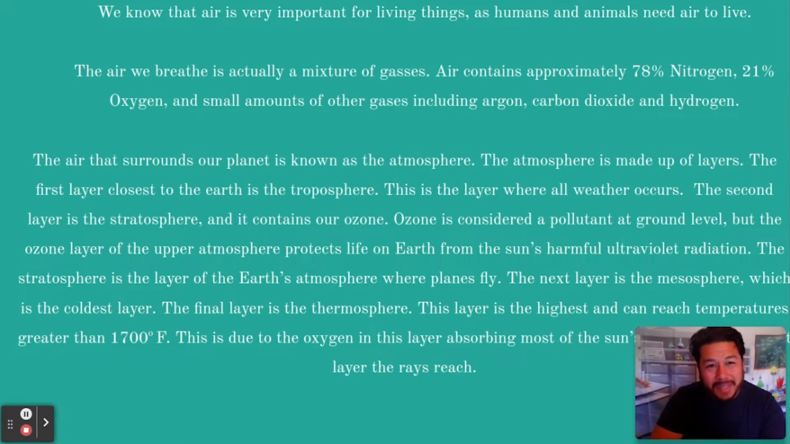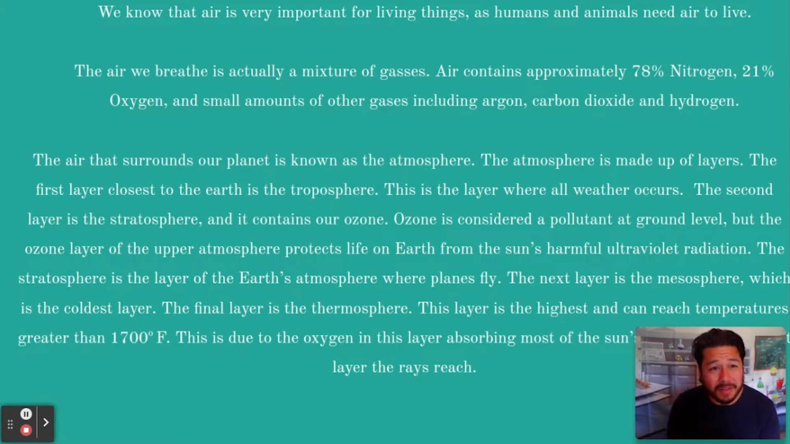The air we breathe is actually a mixture of gases. Air contains approximately 78% nitrogen, 21% oxygen, and small amounts of other gases, including argon, carbon dioxide, and hydrogen. The air that surrounds our planet is known as the atmosphere. The atmosphere is made up of layers. The first layer, closest to the Earth, is the troposphere. This is the layer where all weather occurs.